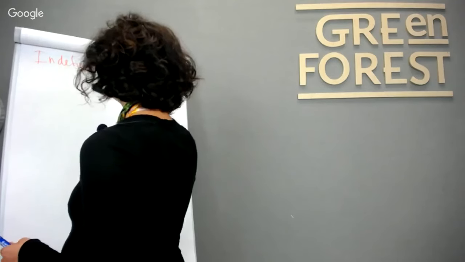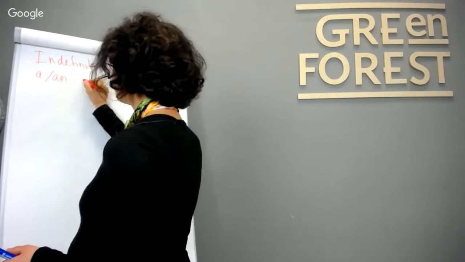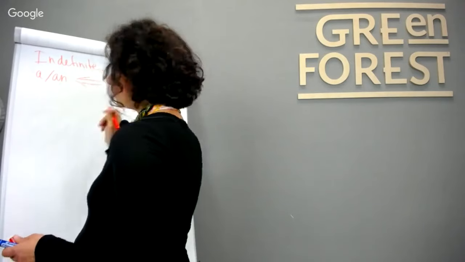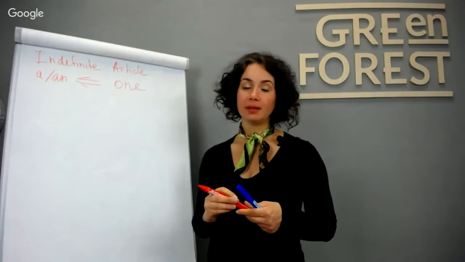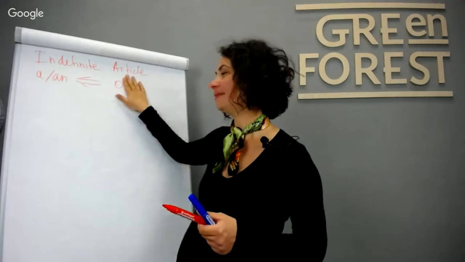There are three types of articles in English: indefinite, definite, and zero article. Let's start with the indefinite article. The indefinite article is the article a or an. It comes from the word one. A long time ago, people used to use the word one, then it became shorter, like on, and then it became like that.